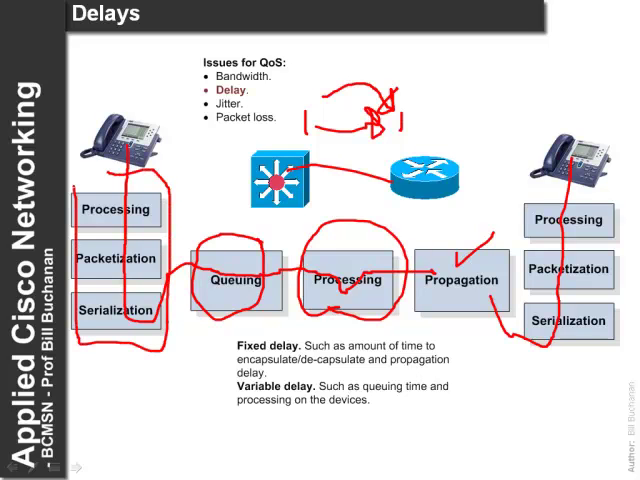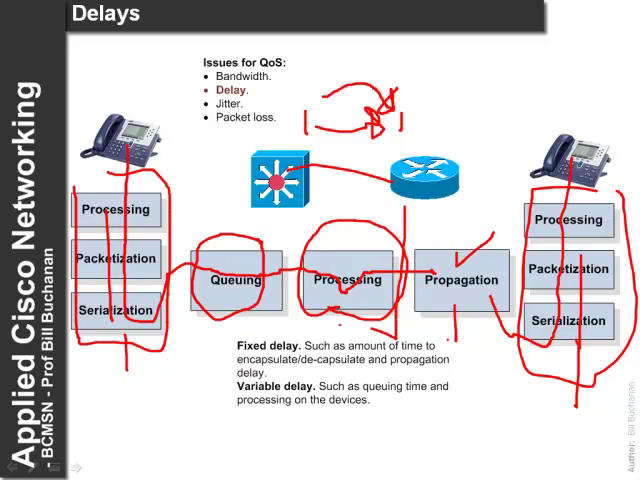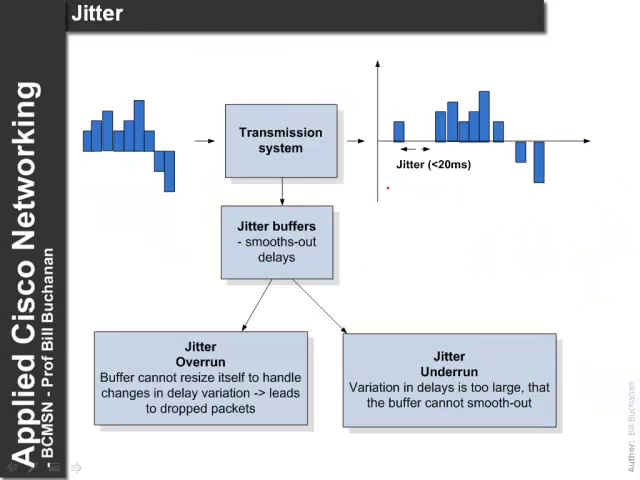These elements here tend to be fairly fixed. So it is possible for us to calculate or estimate some of these elements, the propagation delay, the processing and packetization with serialization, to give us an idea of the overall cost in time, but the variable can be the queuing and the processing time.